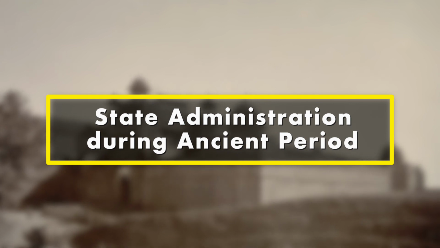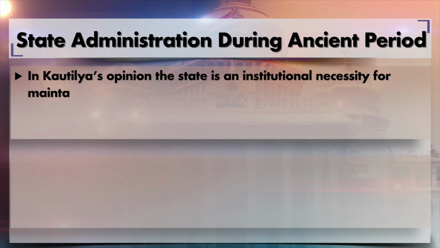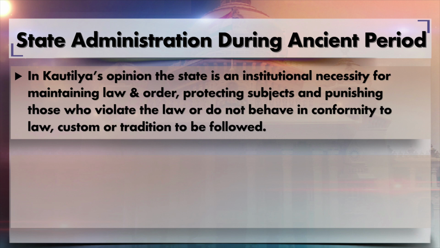During the ancient period, Kautilya was of the opinion that the state is an institutional necessity, particularly for maintaining, number one, land order, number two, for protecting subjects, number three, for punishing those who violate the law or do not behave in conformity to law, traditions or customs of the society.